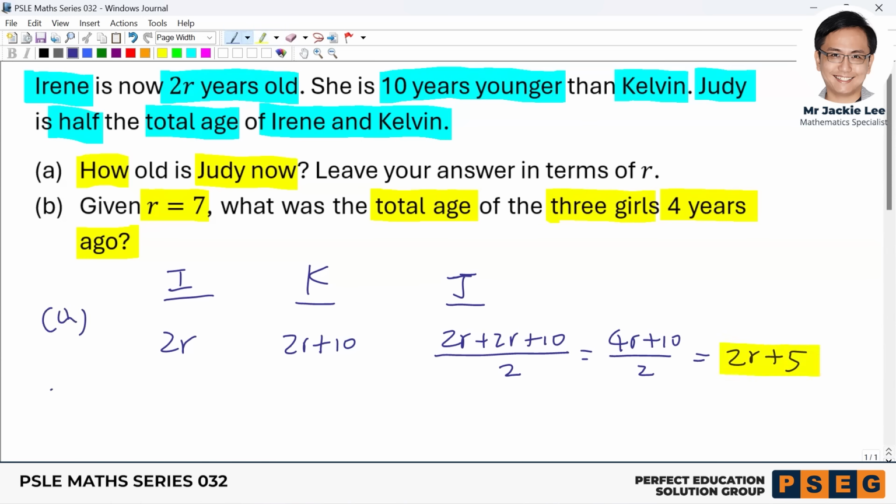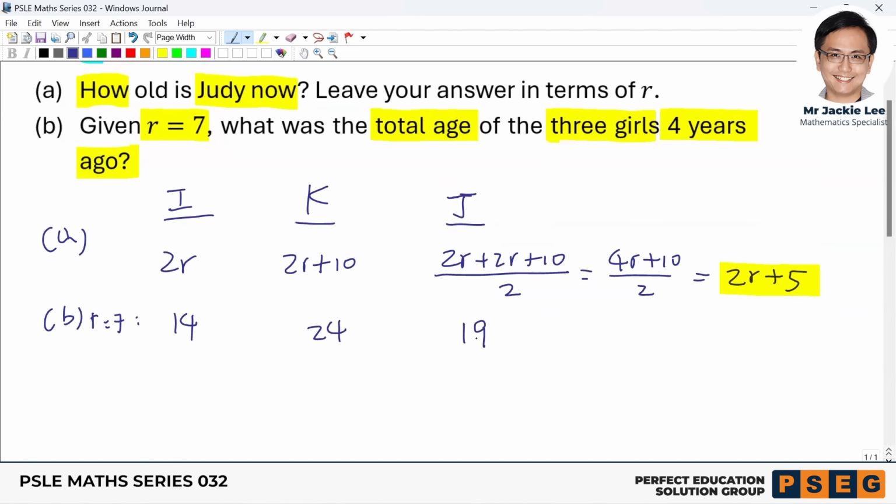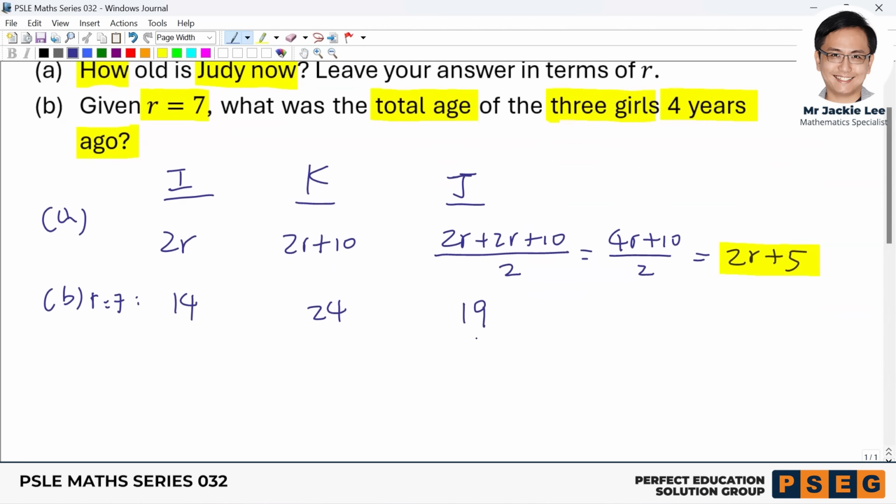Okay, then for part B, given that R goes to 7, if R goes to 7, I think we can update all these values: 14, right? And then followed by 24, right? And then followed by 2 times 7 plus 5, which I think will be 19. Okay, now the total age of the 3 girls 4 years ago. So for the answer, I think it is 14 plus 24 plus 19.